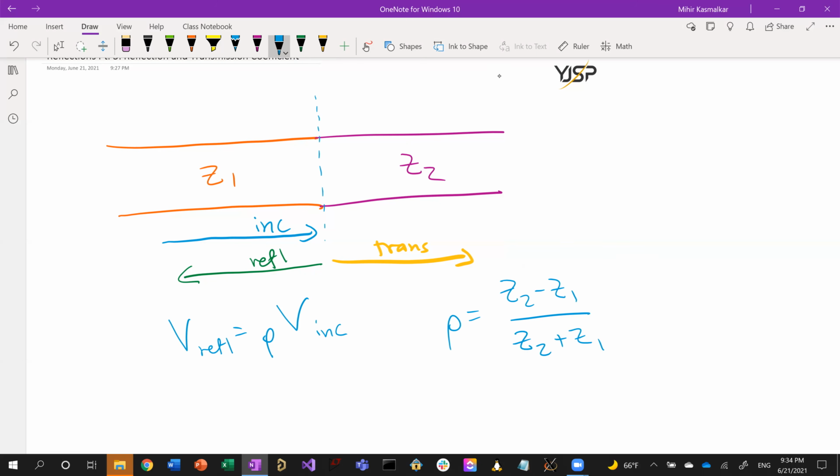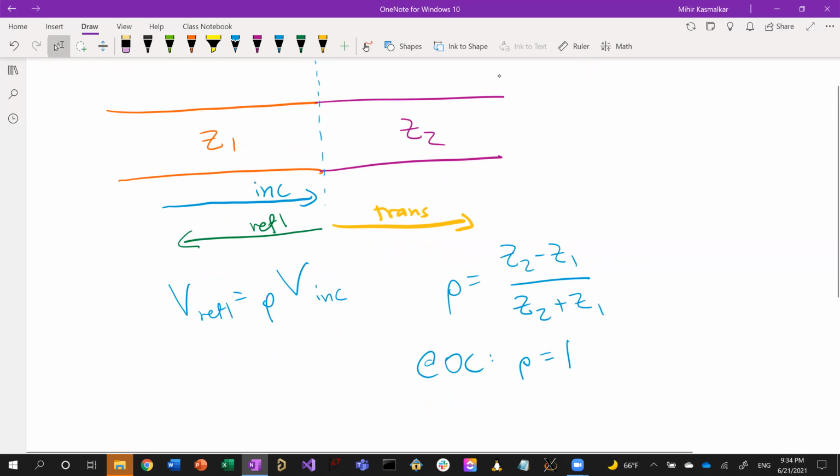So you can see here, if you have an open circuit where Z2 is equal to infinity, this reduces to infinity over infinity, which is going to be 1. So if rho is 1, then the reflected wave is the same as the incident wave, same magnitude and polarity, as we talked about. At a short circuit, Z2 is going to be 0, so this is going to be negative Z1 over Z1. So rho is going to be negative 1. Again, reflected wave, same magnitude, opposite polarity.